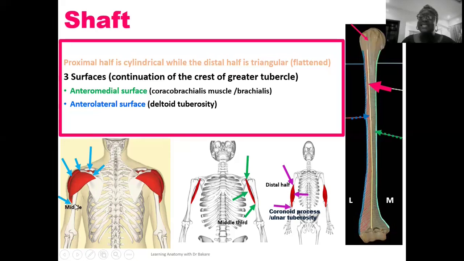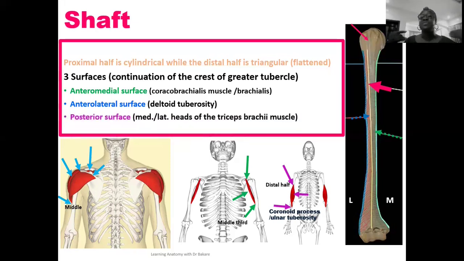So you see that in the anterolateral surface, we have the deltoid muscle. On the anteromedial surface, we have coracobrachialis and the brachialis muscle. Then the next surface that we have of the humerus is the posterior surface. The posterior surface is located behind. It cannot be seen here in this image. It is seen to be located at the posterior region. And this surface is related to both the medial and the lateral head of the triceps brachii muscle.